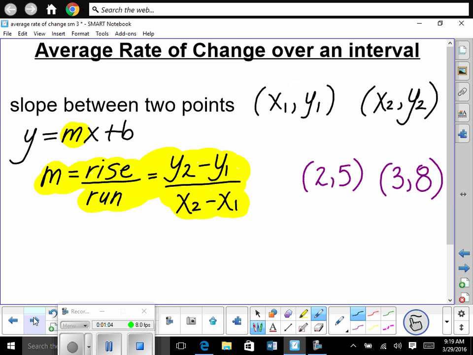Okay, so say we're doing average rate of change. We're filling in. Here we go. Okay, so average rate of change over an interval. So if you know how to find the slope, you can find the average rate of change. It's very similar, but it's not always going to be slope. But I'm going to show you how they relate because they're very similar.